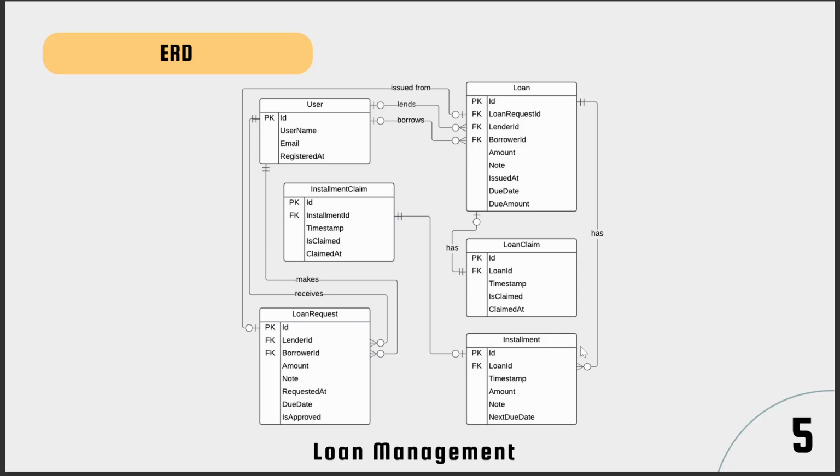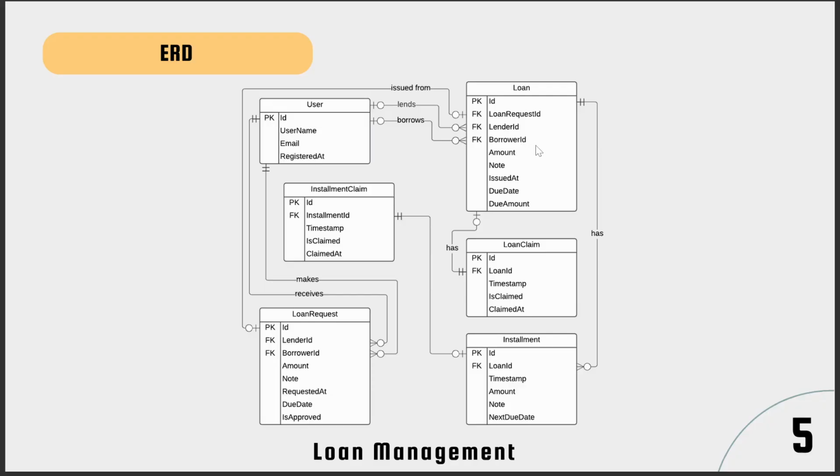Next we have loan management. A user can lend loans, borrow loans, and can also make loan requests and receive loan requests. The loan can have a loan request as a foreign key, but it's optional. Whenever the foreign key is null, it indicates that the loan is independent and the user can update the records as he can. But whenever there is a loan request ID as a foreign key, then the user has to go through the process.